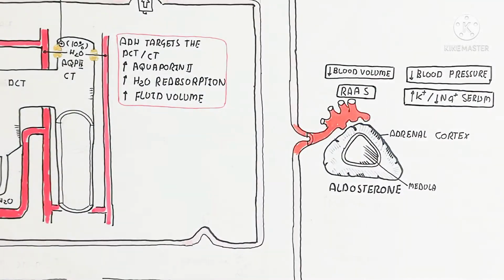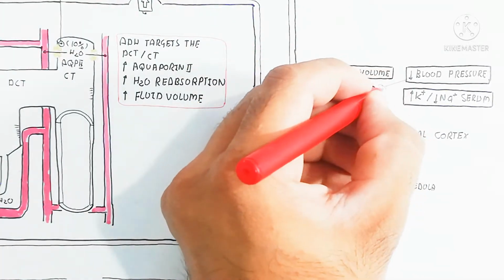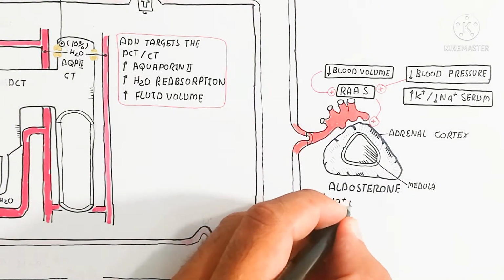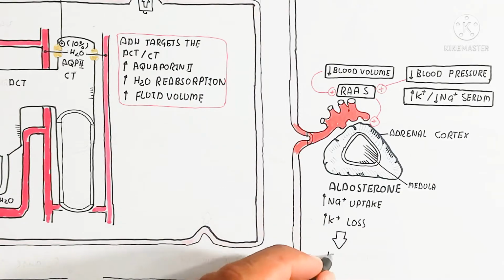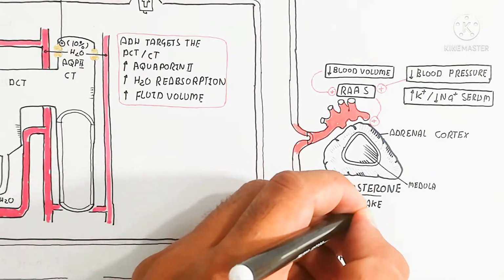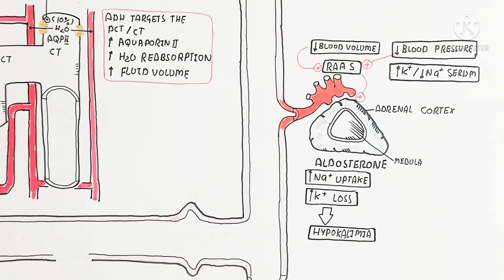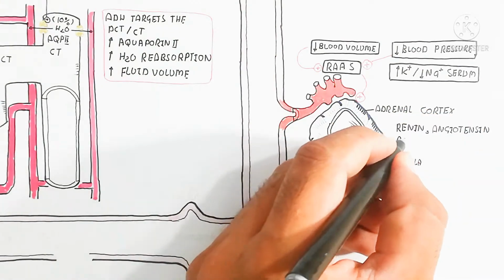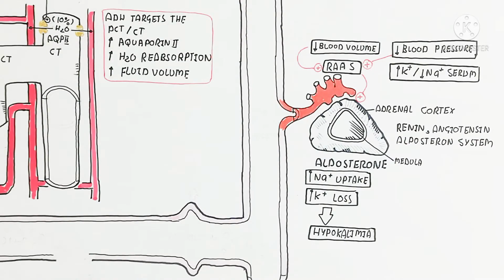So the renin angiotensin aldosterone system depends on the aldosterone hormone. Low blood volume will increase the renin angiotensin aldosterone system, RAAS for short. Basically, aldosterone will lead to uptake of sodium and loss of potassium, which will produce hypokalemia, which is the loss of potassium. So the renin angiotensin aldosterone system depends on the aldosterone.